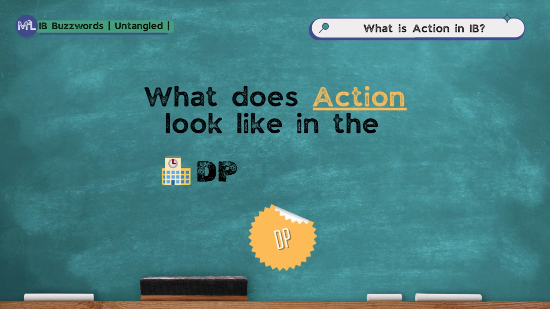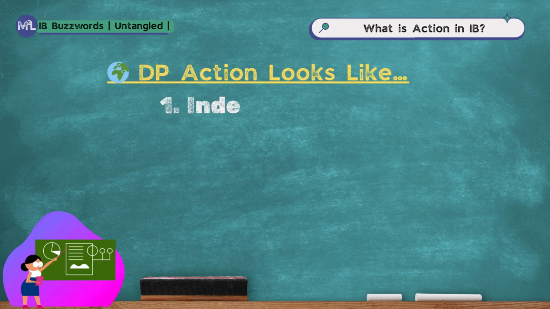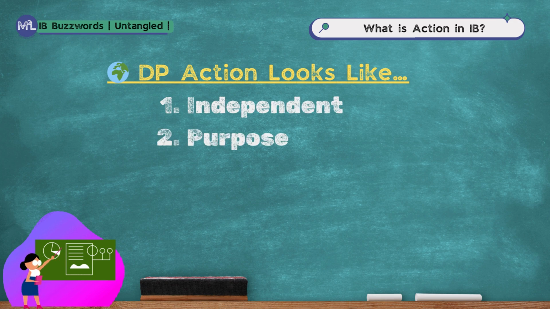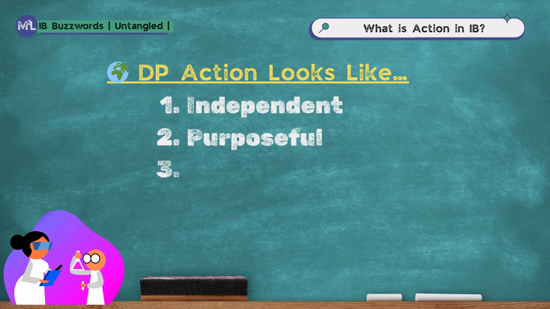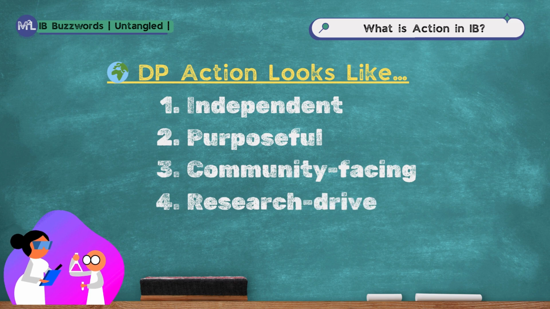In the Diploma Programme, action becomes even more independent and purposeful. Students have more agency, more tools, and often more direct connection to real-world communities. They use their learning to investigate, advocate, build, and lead. Let's explore how action shows up across DP subject areas.